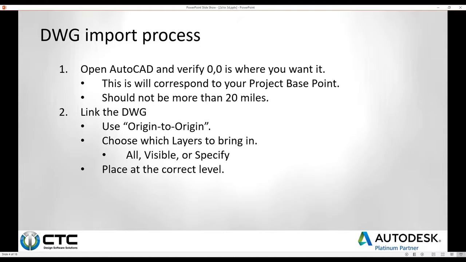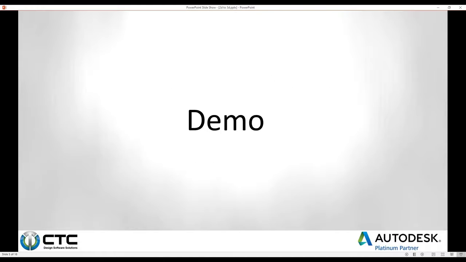When we bring the link in, we're going to use origin to origin, and then we will choose which layers to bring in, either all, visible, or specify. These are the layers that were turned on or included in the DWG when you saved it. And then we'll place those DWGs at the correct level.